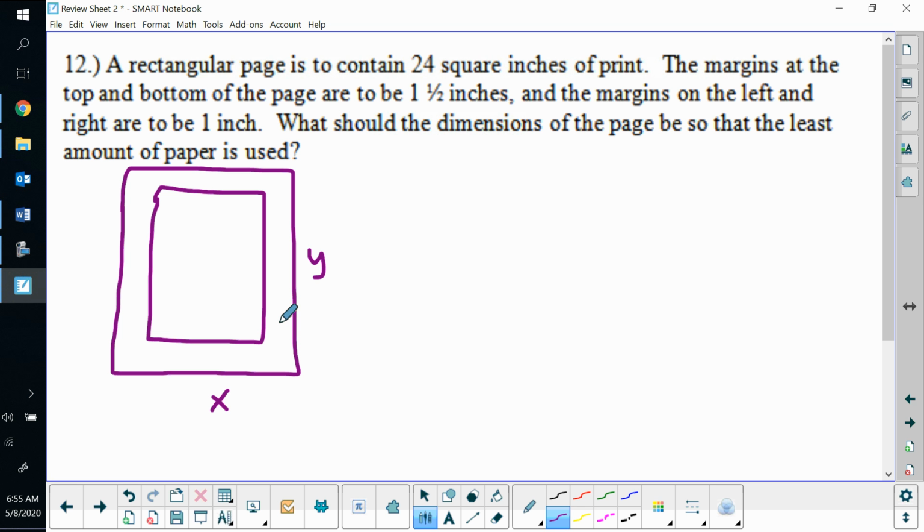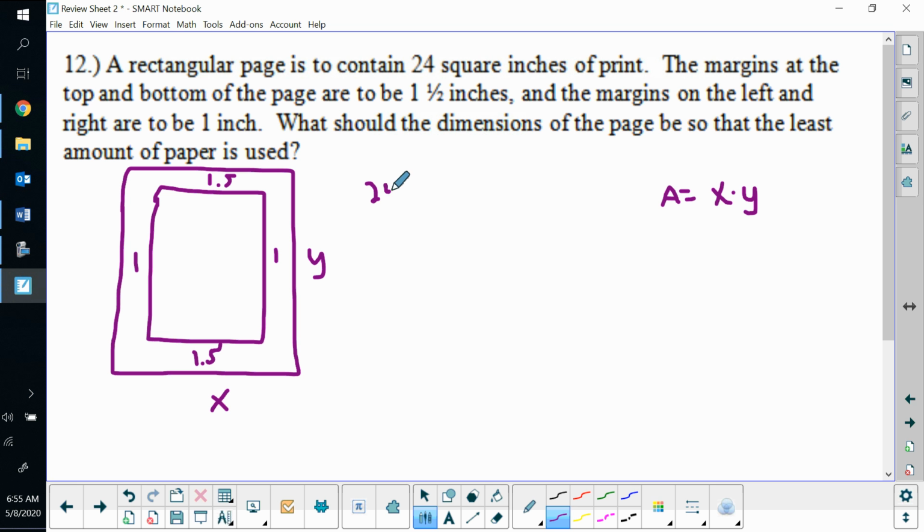Well, they told us that top and bottom margins are 1.5, and left and right are 1. So we need to set up 2 equations. One, we want the least paper used. So that equation, we want the area of the paper. So area is equal to xy. And then the other, we need the printed area.